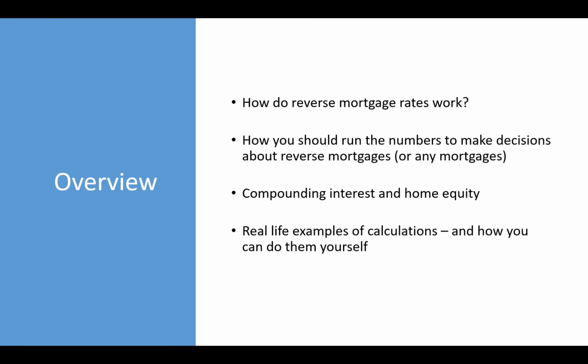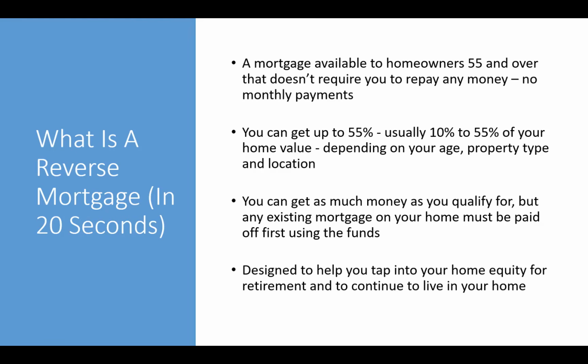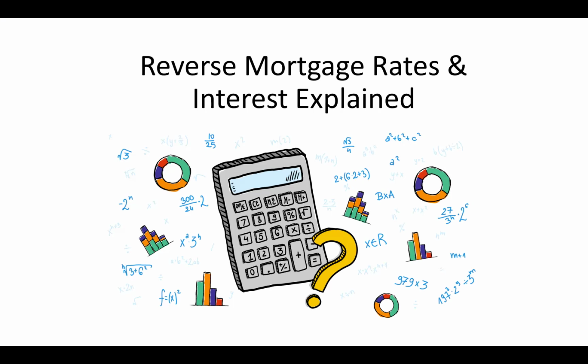Before I get into the detail on reverse mortgage rates, as I like to do at the start of every video, I'm just going to quickly give you an overview of what is a reverse mortgage in 20 seconds. It's a mortgage available to homeowners 55 and over that doesn't require any kind of payments. You can get around 10 to 55% of the home value depending on age, property type, and location. You can take as much as you qualify for, but any existing mortgage must be paid off first. And it's designed to help you tap into your home equity for retirement and continue to live in your home forever.